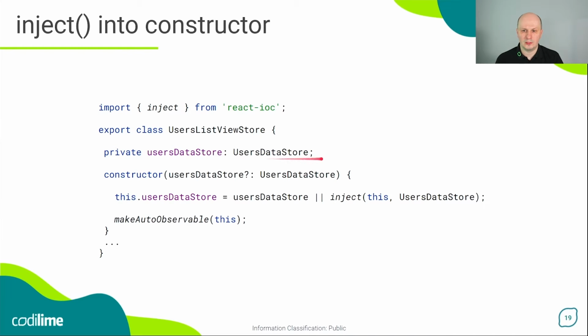And when we want the MobX store to be unit testable, then we need to bring all the dependencies in the constructor. So we should change our code so that we just declare the class property with its type, and later we can assign either the users data store passed by the constructor argument, or, if it's not passed, we will use the dependency injection toolkit to inject it automatically.